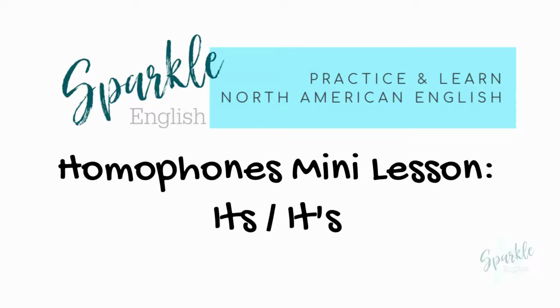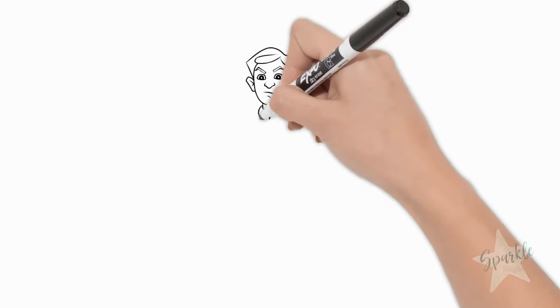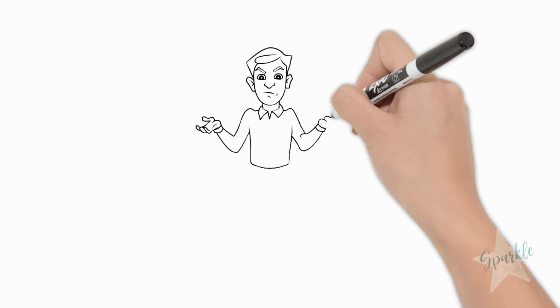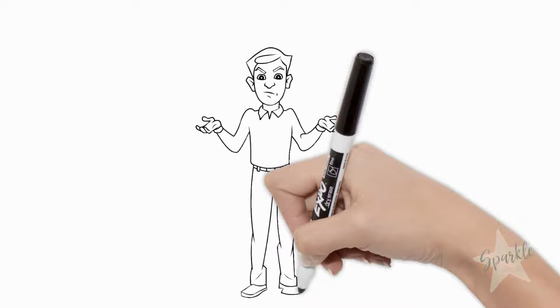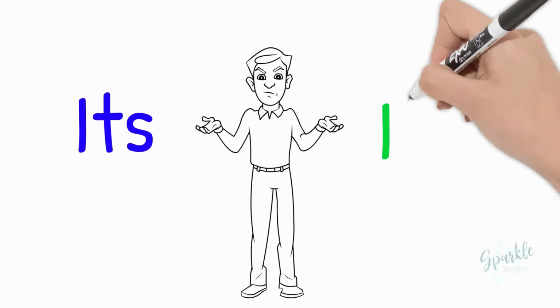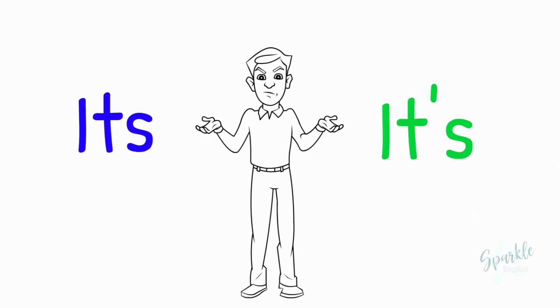Today's mini lesson is on the difference between it's and its. It is very common for English language learners to get confused about how to spell or use these words correctly, since they are homophones and sound exactly the same. Let's learn the difference between these two words.